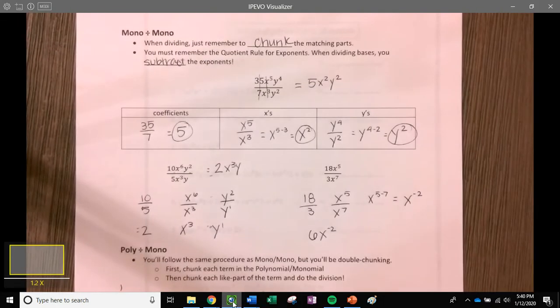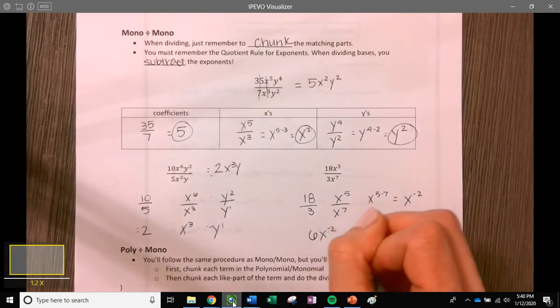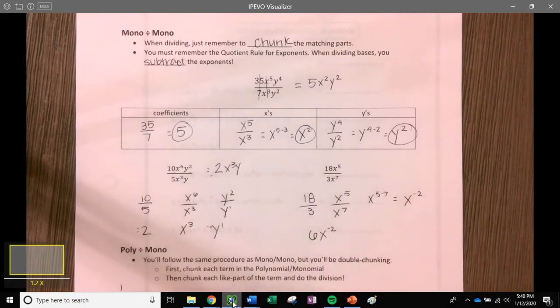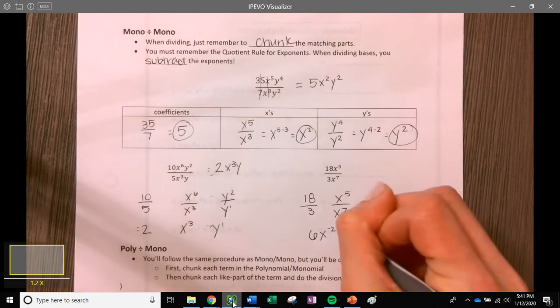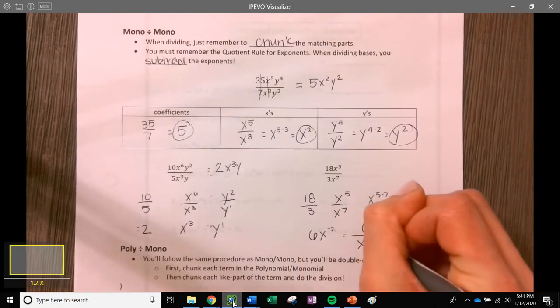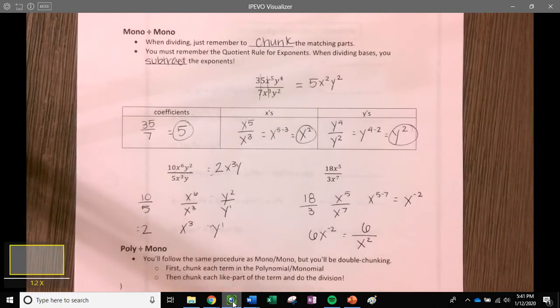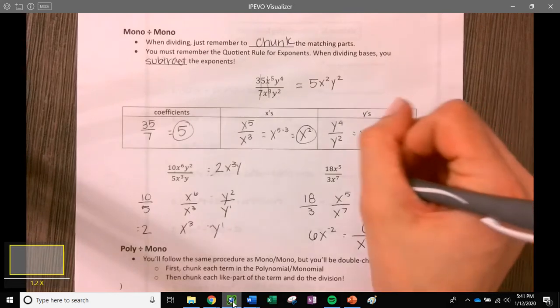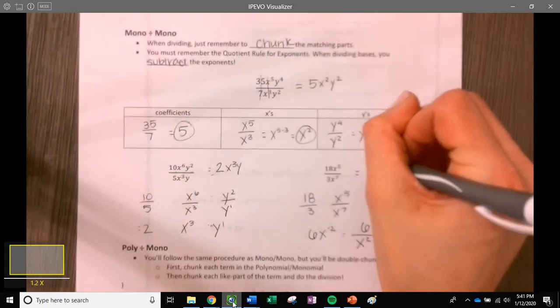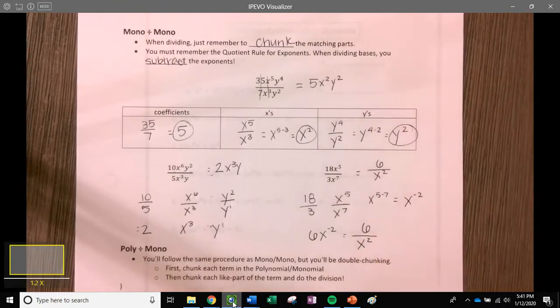That cannot be my answer. So I need to take this x to the 2nd and bump it down underneath. I'm not going to put it under a 1 because I already have an existing coefficient of 6. That 6 is going to stay in the numerator, and just the thing that I need to make positive comes down into the denominator. So my answer is 6 divided by x squared. 18x to the 5th divided by 3x to the 7th is 6 over x squared.